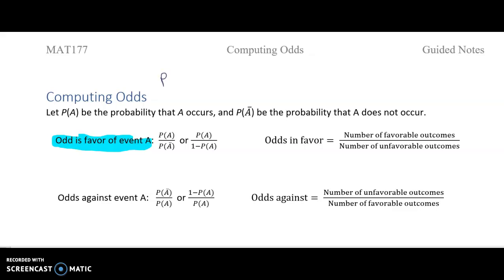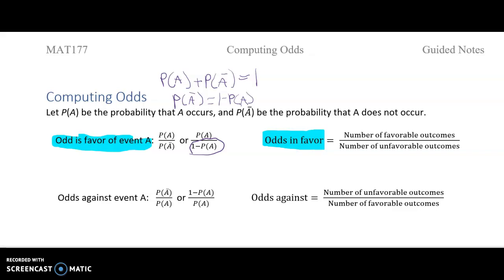Remember, we learned that the probability of A plus the probability of not A is equal to 1 because they're complementary events. When we manipulate that formula, that's how we get the probability of not A is equal to 1 minus probability of A. And that's what we see in the denominator of our formula there. On the right-hand side, we see our formula for odds in favor written in words. Odds in favor is equal to the number of favorable outcomes divided by the number of unfavorable outcomes.